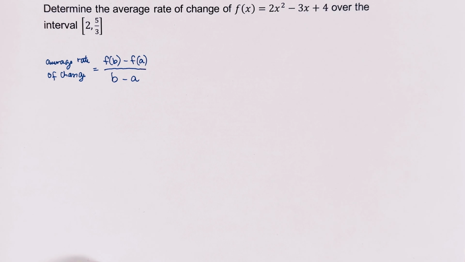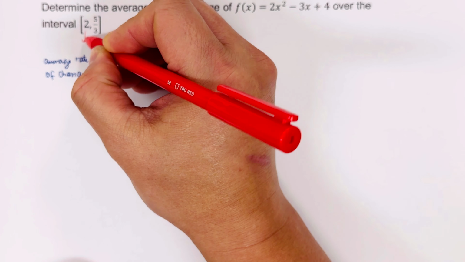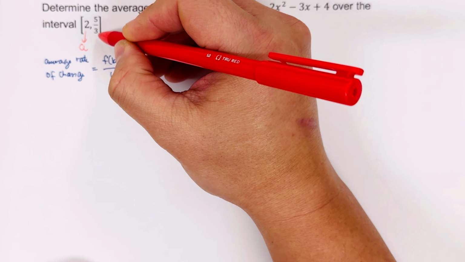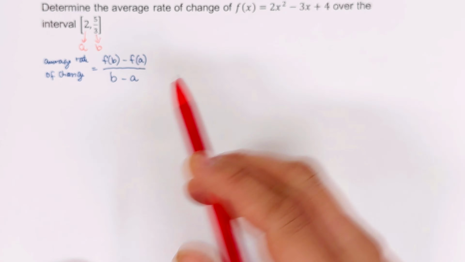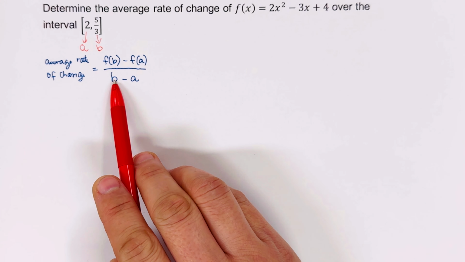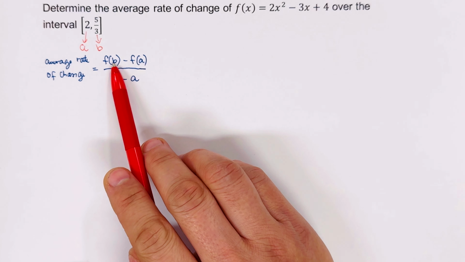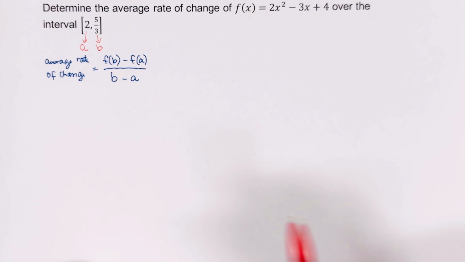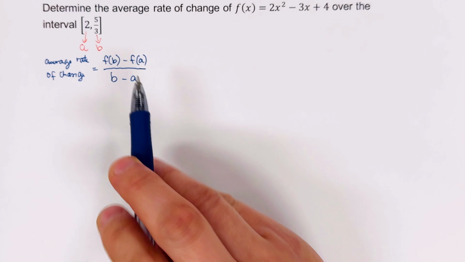Using the given values that we have, we can tell that in this interval notation, our 2 is representing A, while our 5/3 is representing B. So we can go ahead and plug that into B and A in this equation. But the problem is that we don't know what our f of B and f of A are. To do that, we first have to solve for these two.